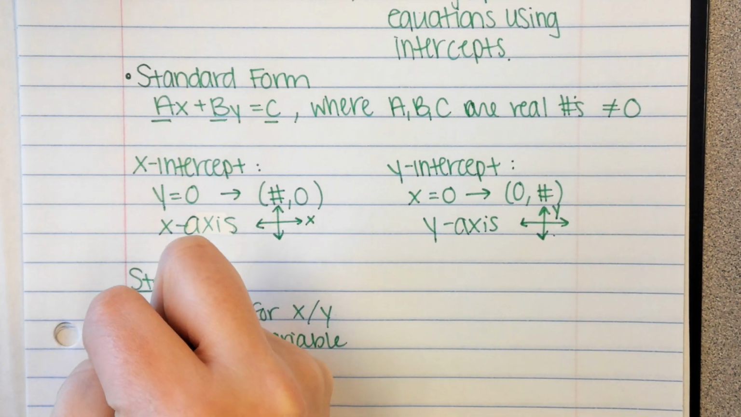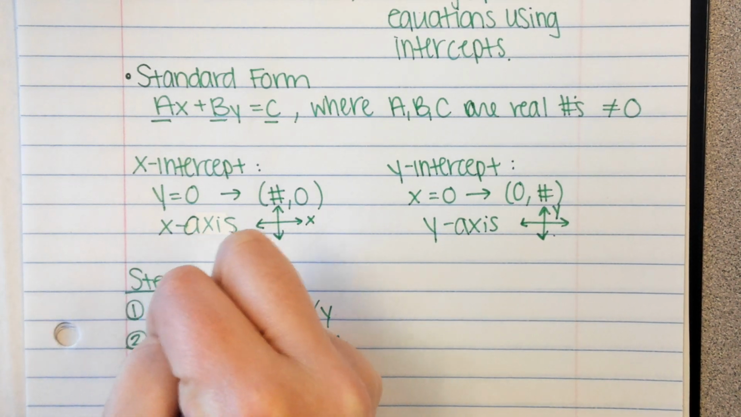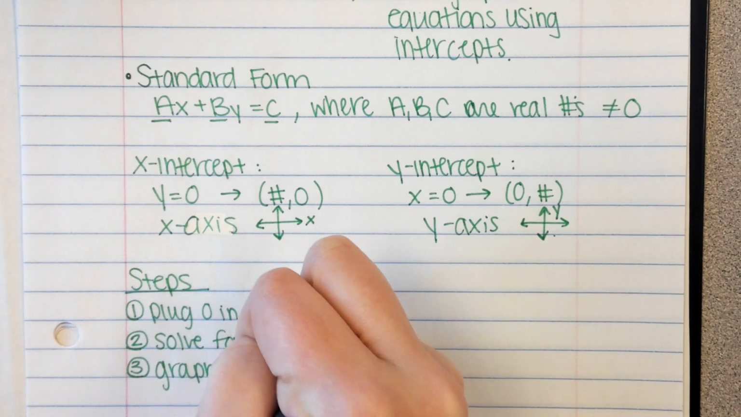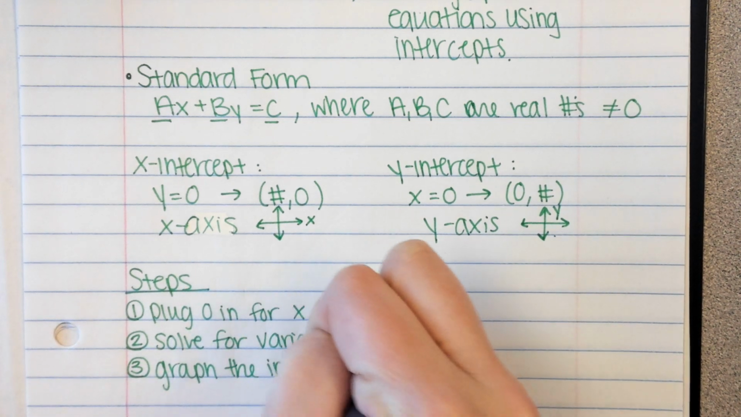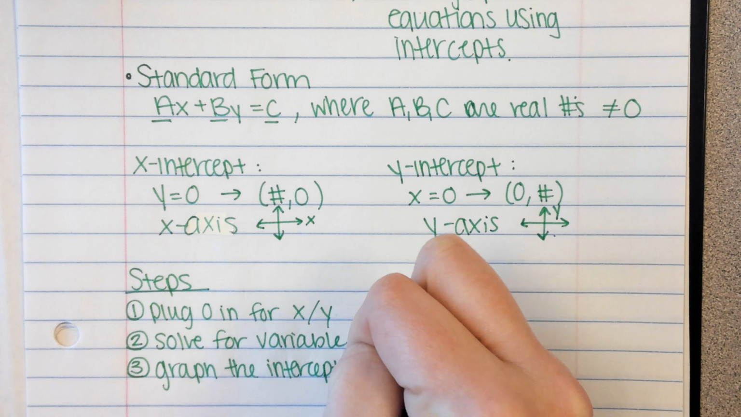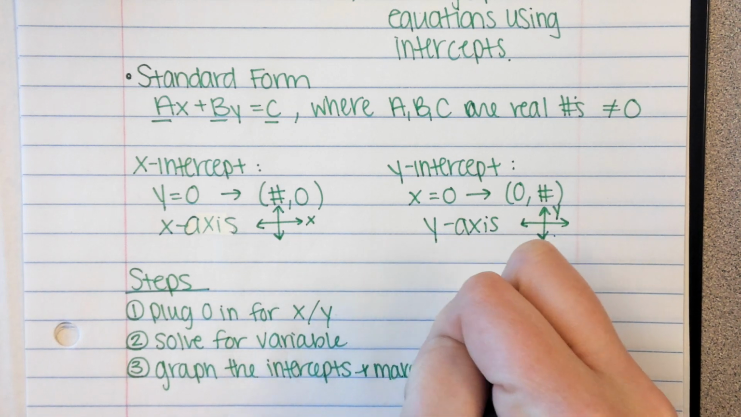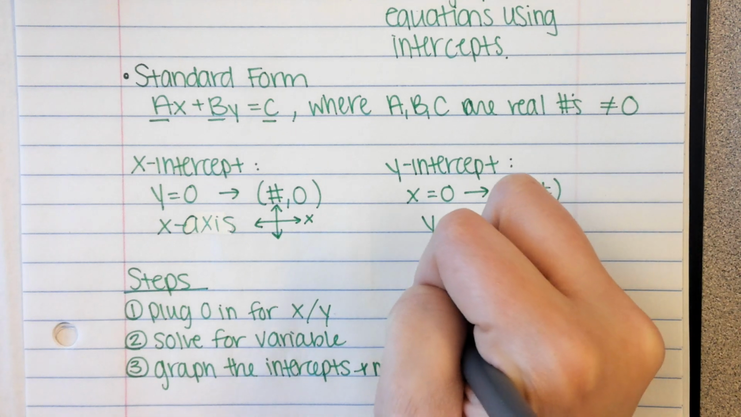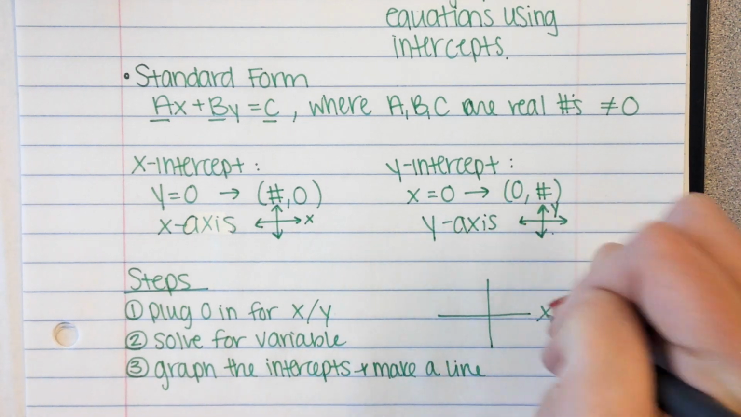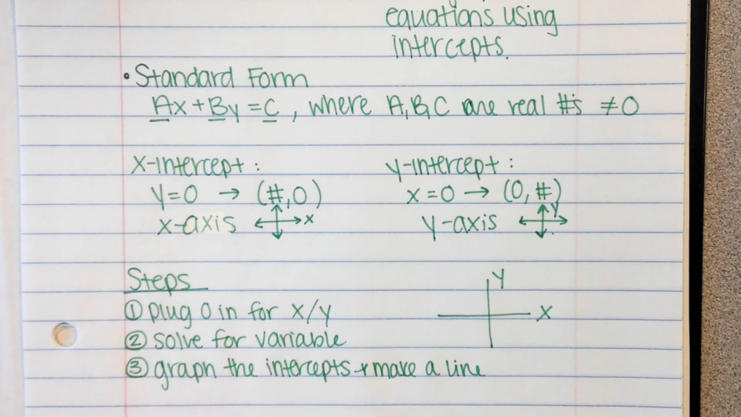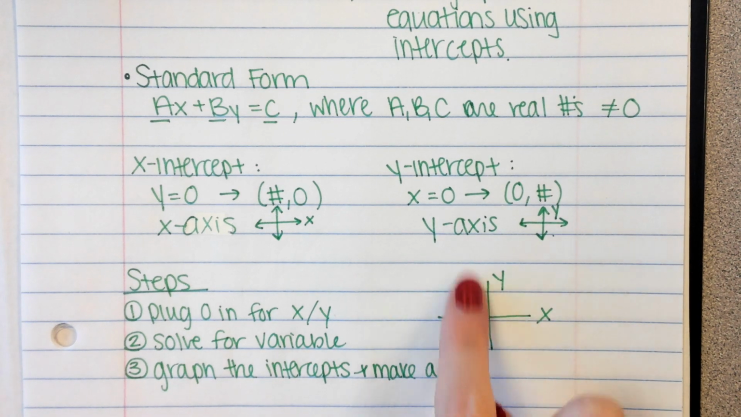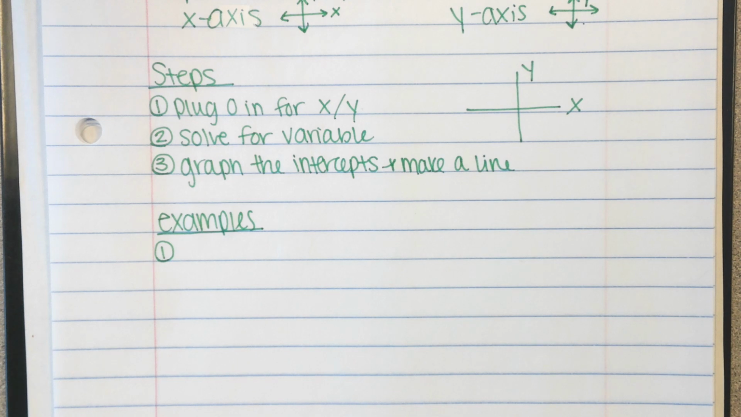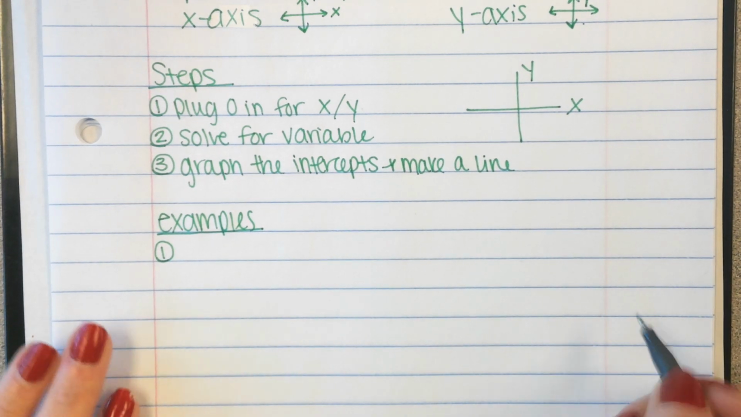And then the last thing is just graph the intercepts and make a line. Okay? And remember, I'll draw it one more time. This is your x-axis, this is your y-axis. Okay, let's look at some examples.